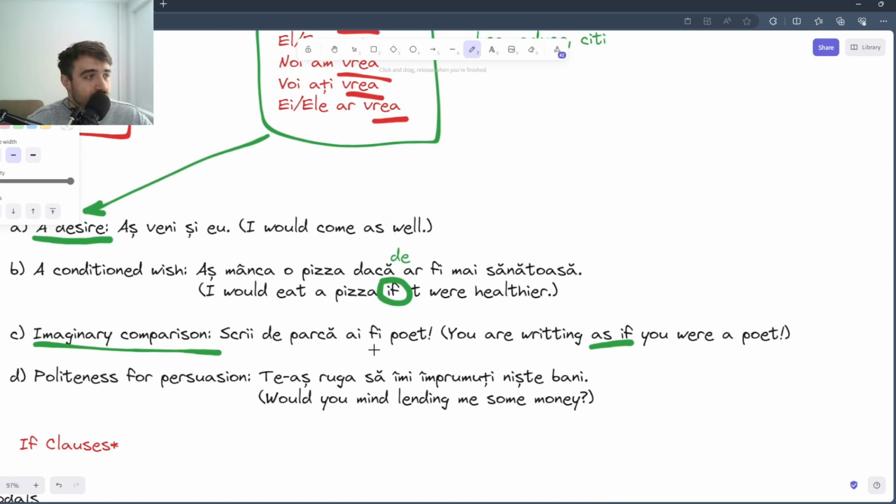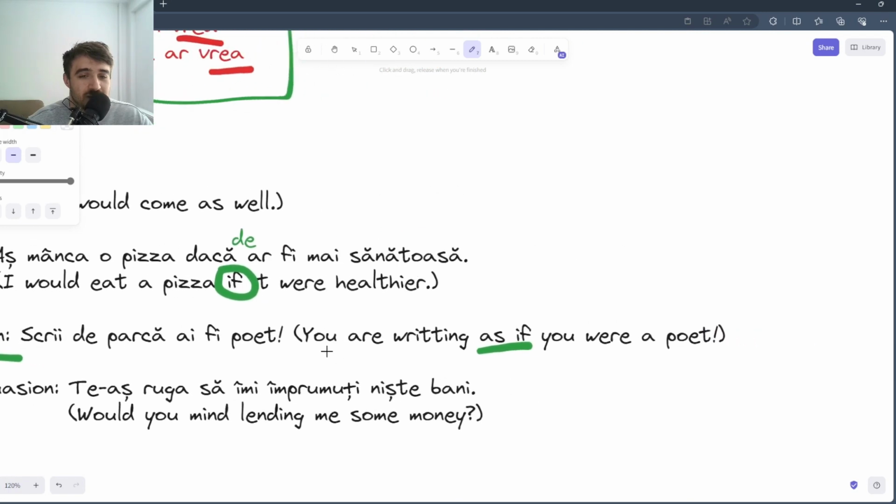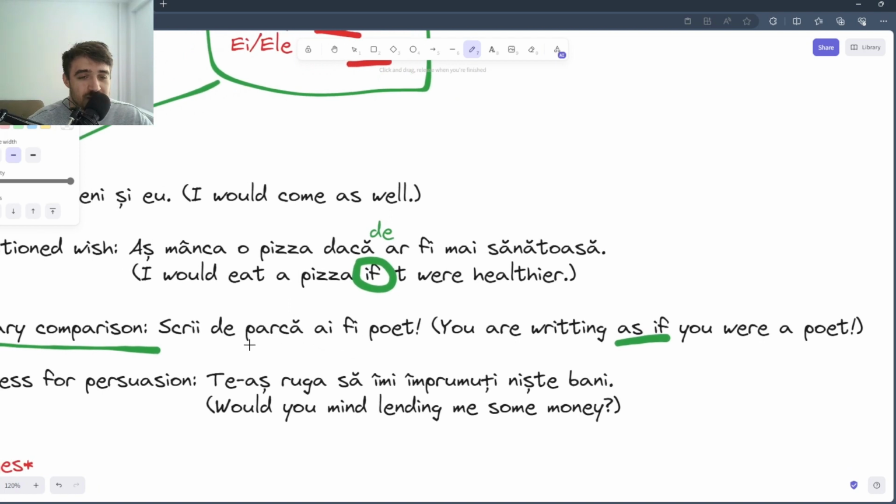Us Romanians really like to say "as if" a lot. They like to create these exaggerated comparisons. So you see here, "scrie de parcă ai fi poet." You're writing as if you are a poet, yeah? So you're making this exaggerated comparison sometimes because it's funny, so it's part of the sense of humor. Other times it's to mock someone. Another very cultural thing, to mock someone.